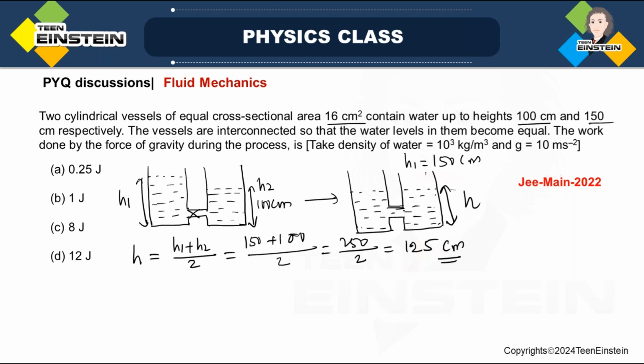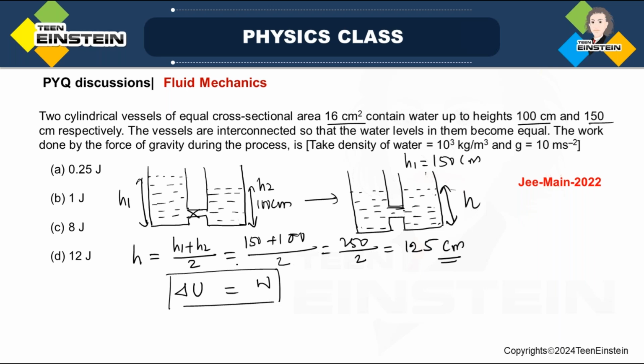This is the height we get, isn't it? 125 we get after opening the valve. Now the question is, how much is the work done? Work done, in the sense, we can get the difference in energy. Work energy theorem, right? So the difference in gravitational potential energy will be equal to the work done by gravity. I hope you agree with this.